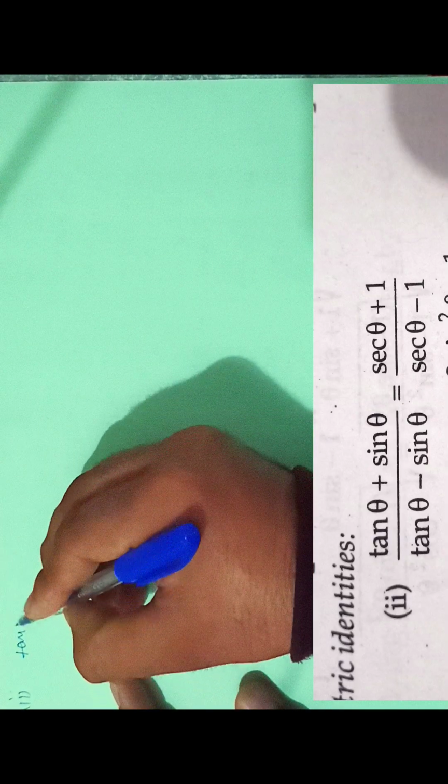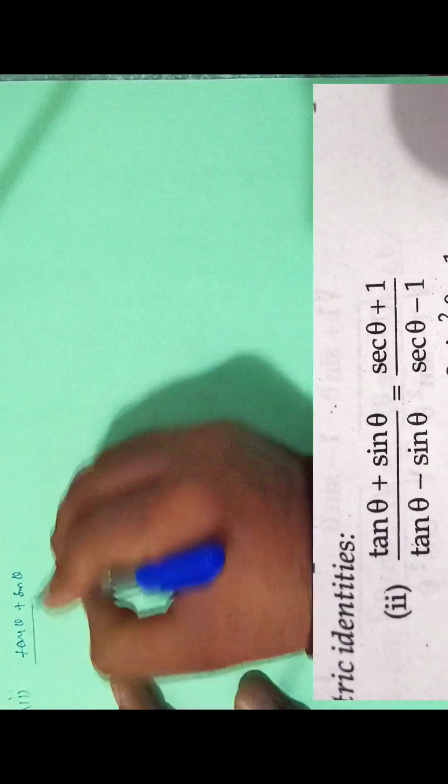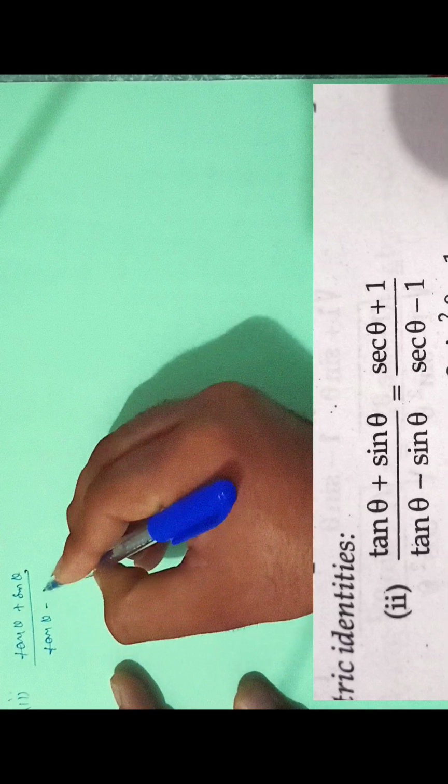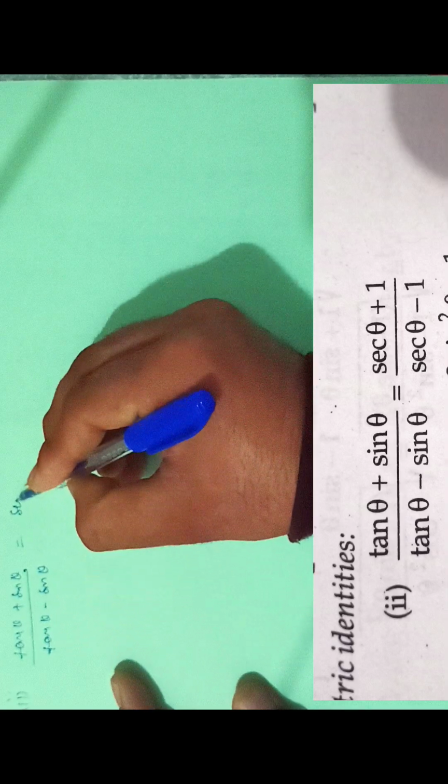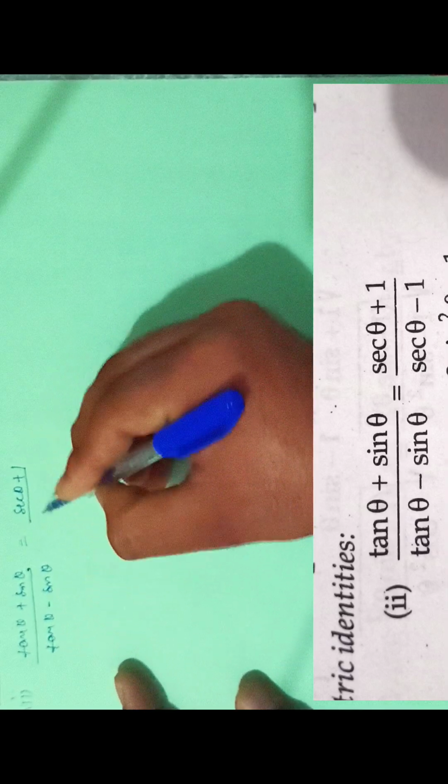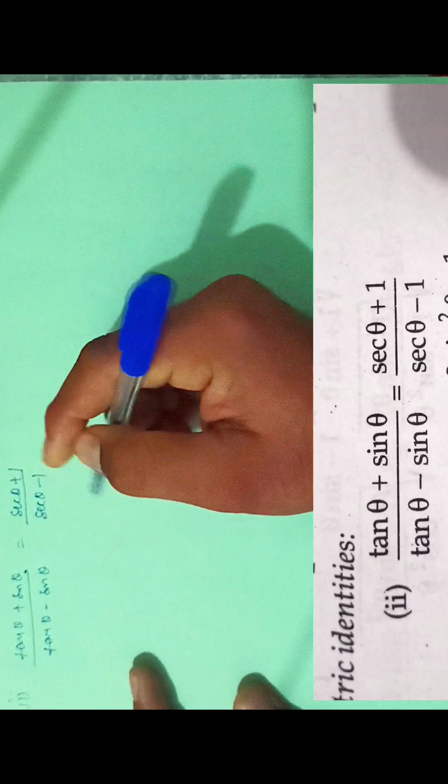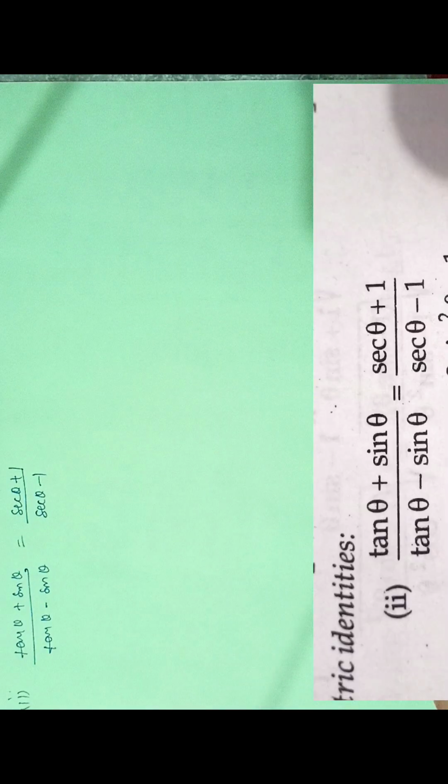Okay, moving to the next question, that is question number 2 of exercise 3. It is given (tan theta plus sin theta) upon (tan theta minus sin theta), and you have to prove this as (sec theta plus 1) upon (sec theta minus 1). Now the observation is most important in these types of questions, like which method we will use here.